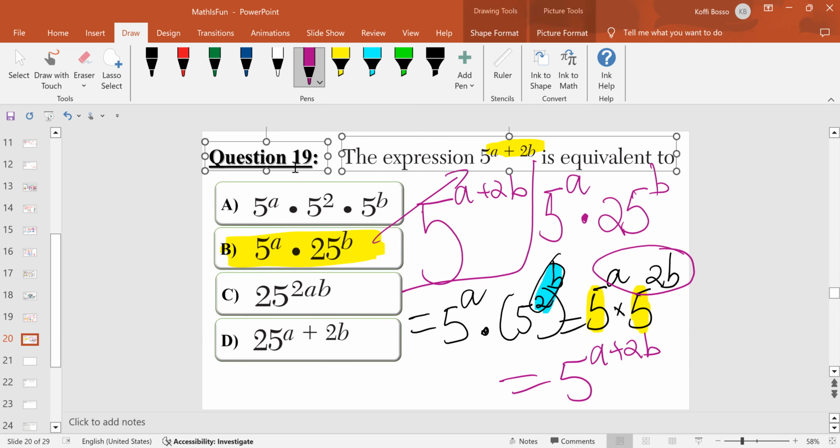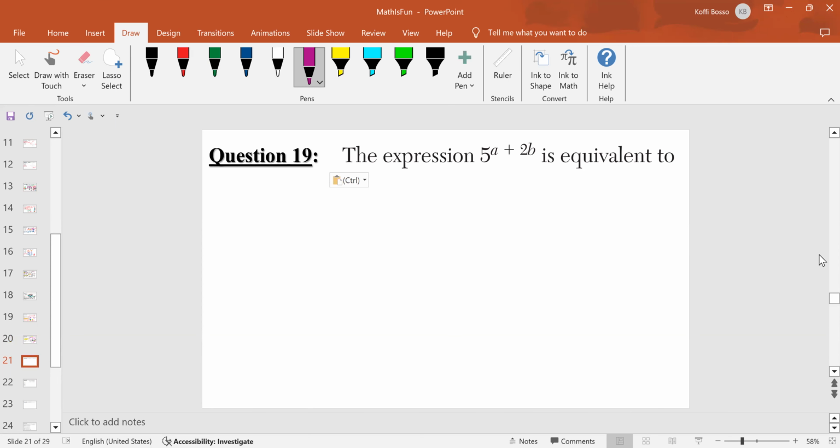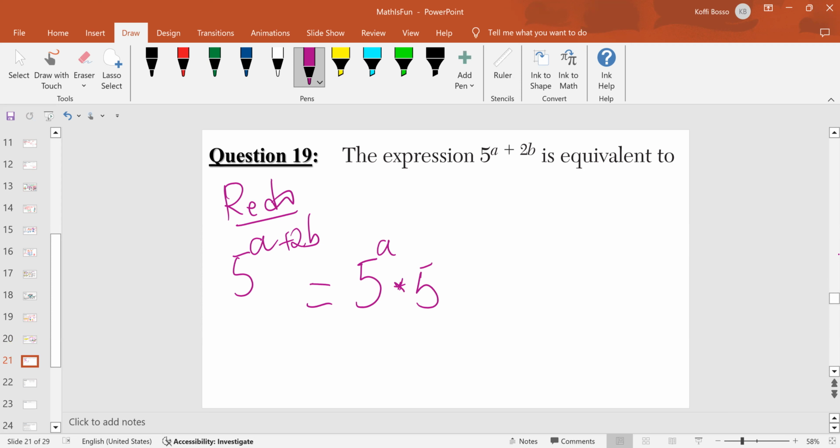So I want to redo this same question 19 using a different method. So this time, I want to start from this 5a plus 2b. Okay, understand that when you have this, that means this is 5a times 2b. So I can split this in two parts.